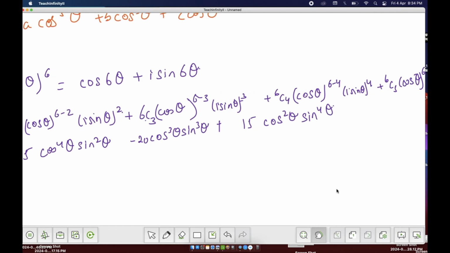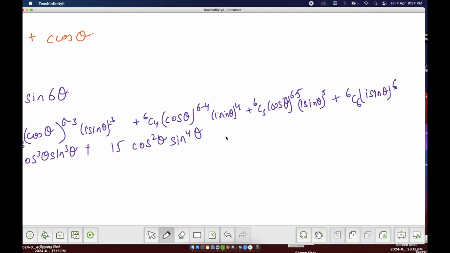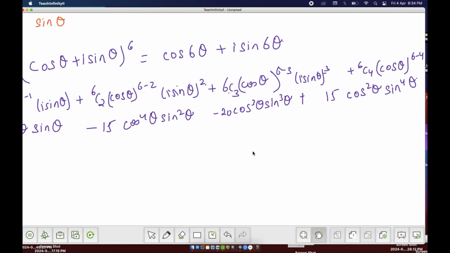If you notice over here, wherever the powers are even, you can skip those and go straight to the odd ones. So let's just focus on this. 6C5 is the same as 6C1, so 6C5 is 6 cos to the power 5 theta.